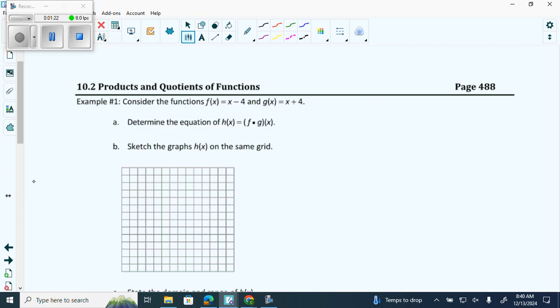So here, let's determine the domain of this graph first. We have x minus 4 as f of x. That is a line. What's the domain of a line? x ∈ R, yeah.